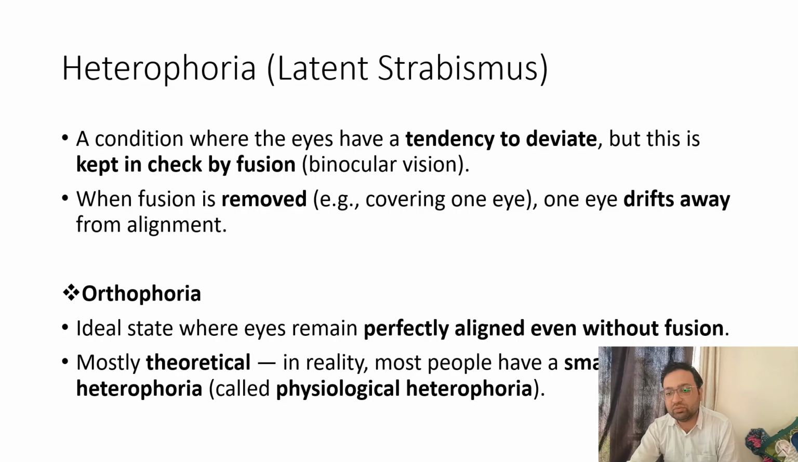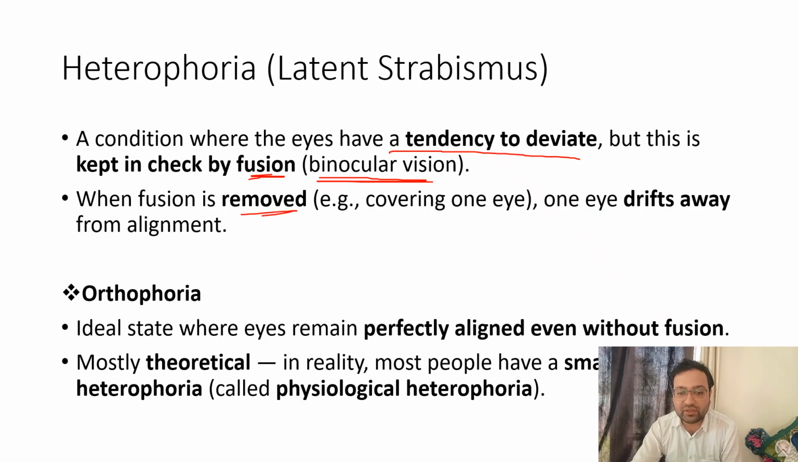Now coming on to the second important type of squint, that is the latent strabismus, which is known as heterophoria. This is very important. We will be taking a considerable amount of time to understand this, as well as how to manage this and how to diagnose it. So first of all, what is heterophoria? It is a condition where the eyes have a tendency to deviate, but this is kept in check by the fusion, which is the normal binocular vision, as we have studied in our previous slides.